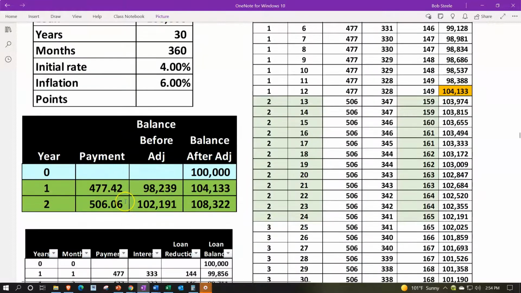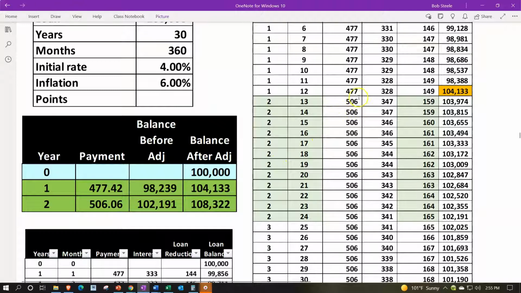Now, if we look at the second payment, so now we've got the 104,133, then I would need to take that number and calculate the next payment based on that new balance, the 104,133, which would be 506.06.